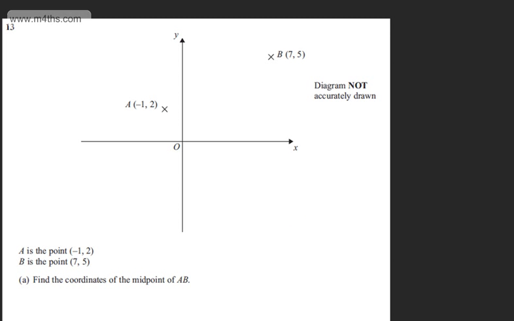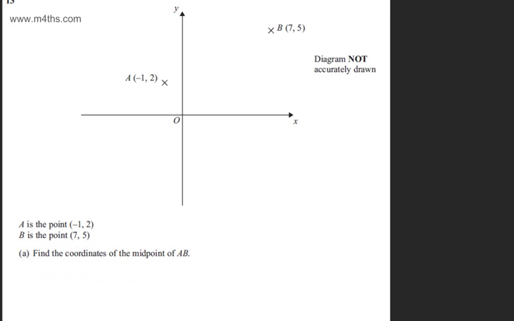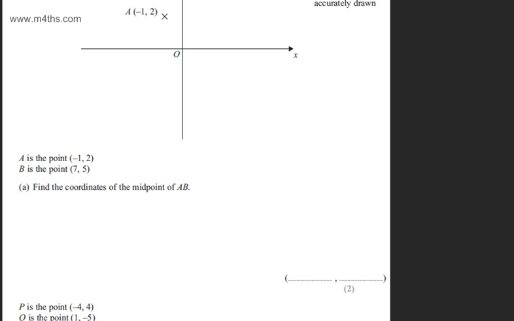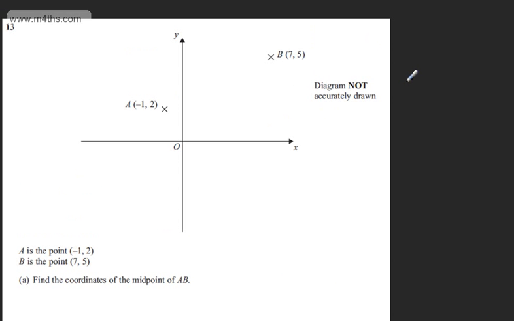This is question number 13. We're told A is the point (-1, 2), B is the point (7, 5). In part A, for 2 marks, we're asked to find the coordinates of the midpoint of AB. All we need to do is add the x coordinates together and divide by 2, and add the y coordinates together and divide by 2.